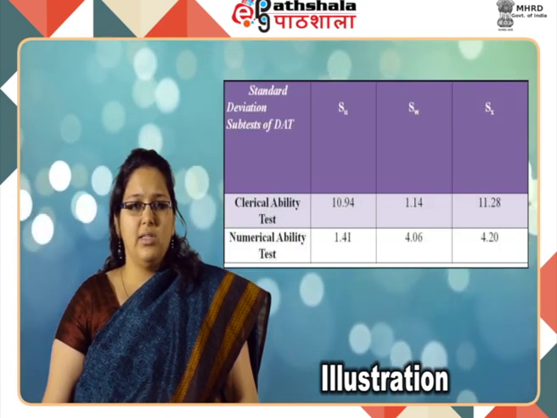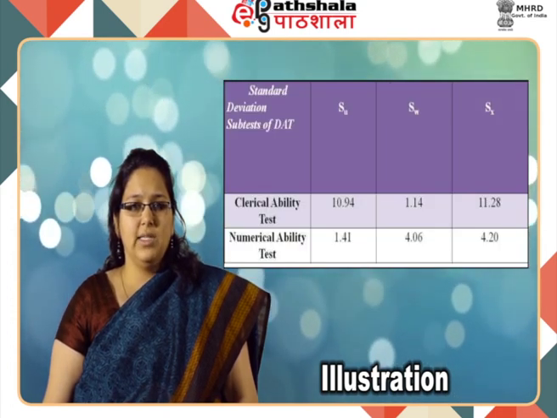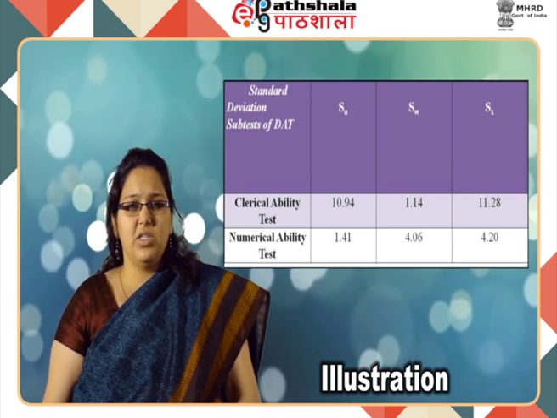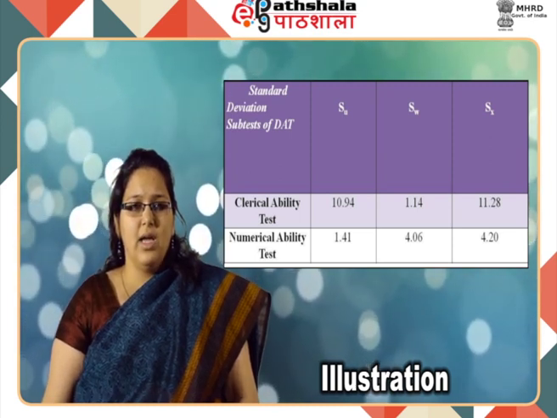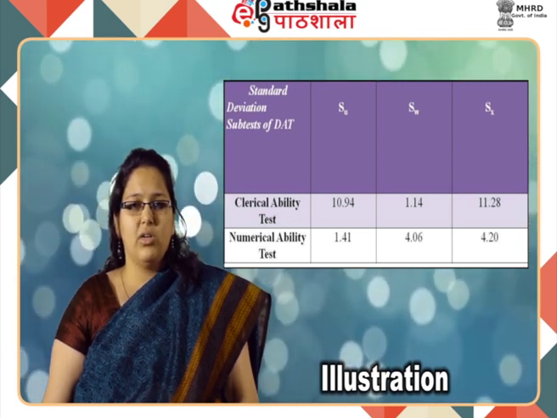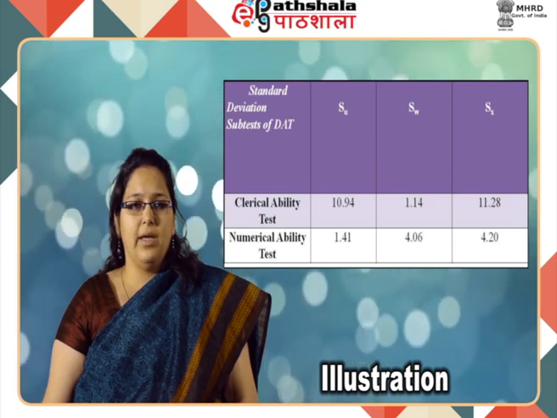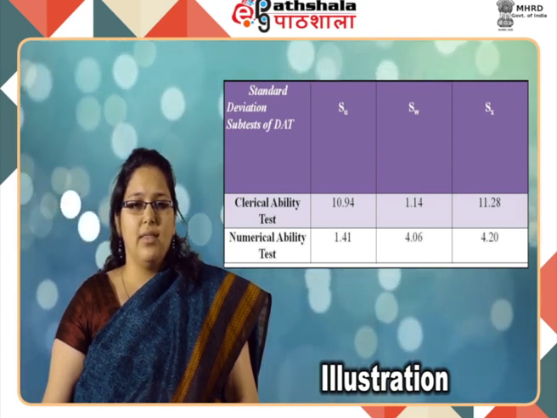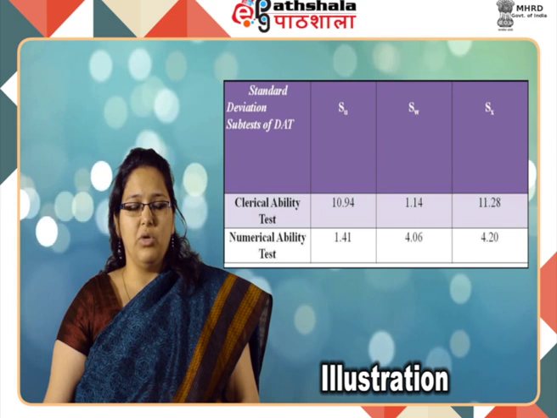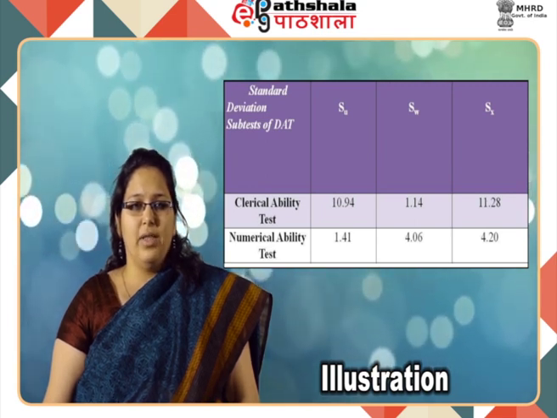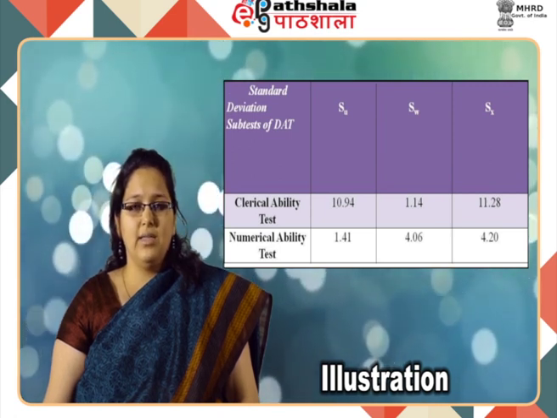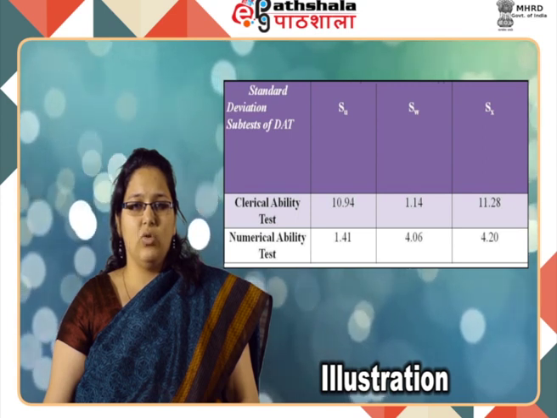To solve this illustration, we will first calculate the mean and standard deviation of the unattempted items, wrong items, and total number of errors. These values will then be substituted into the formula for comparing which of the two components, that is, the speed component or the power component, is more dominant in which subset, that is, whether Su by Sx is greater than Sw by Sx or Sw by Sx is greater than Su by Sx.